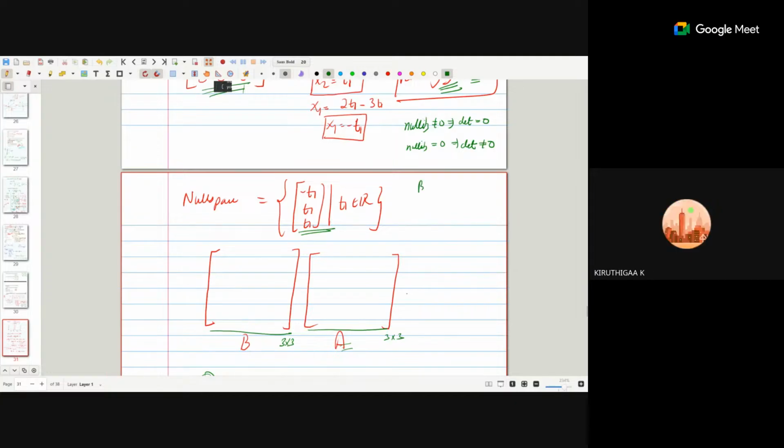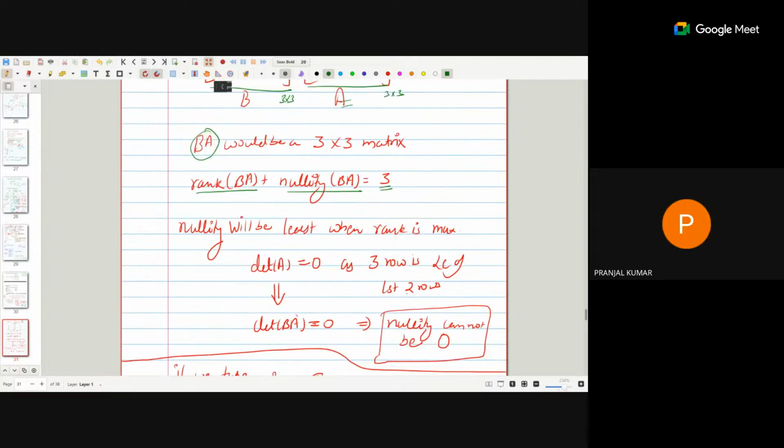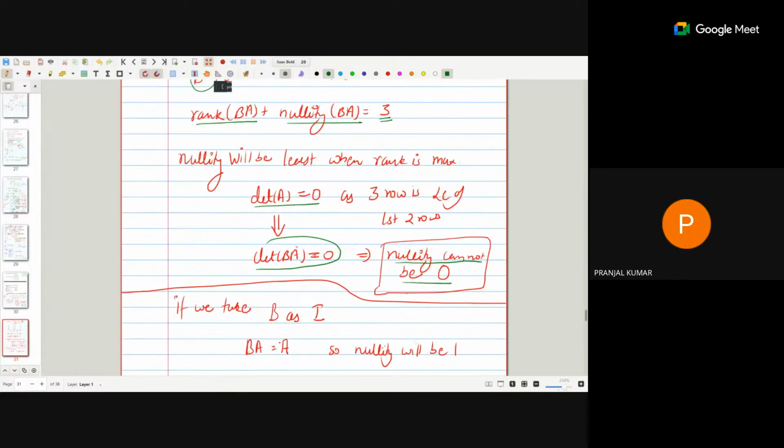Now tell me what would be the determinant of BA? It is determinant of B times determinant of A, which is 0. Now this tells you that determinant of BA is 0. So that tells you that nullity should be non-zero. So nullity is non-zero, that is for sure. So I've written it here: determinant of A is equal to 0, this implies determinant of BA will be 0, this implies nullity cannot be 0. That is, nullity is non-zero.